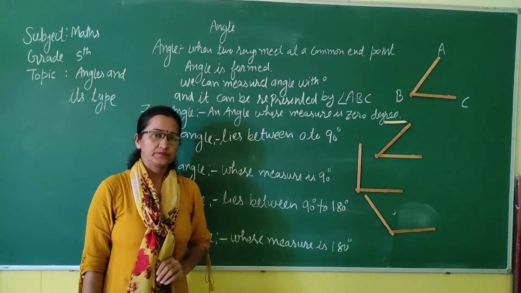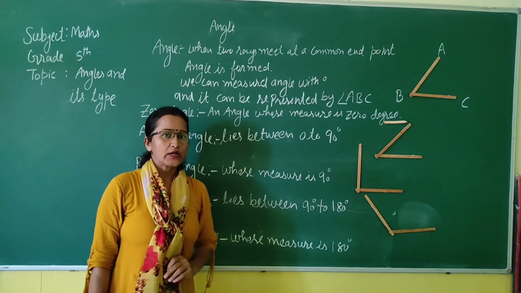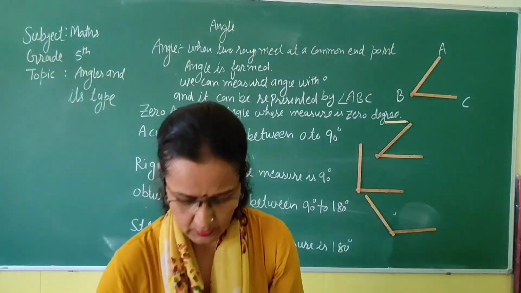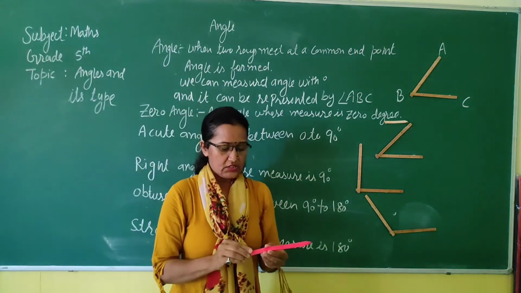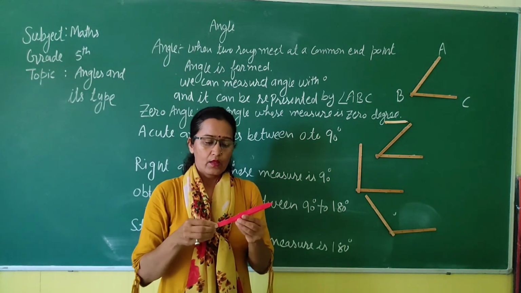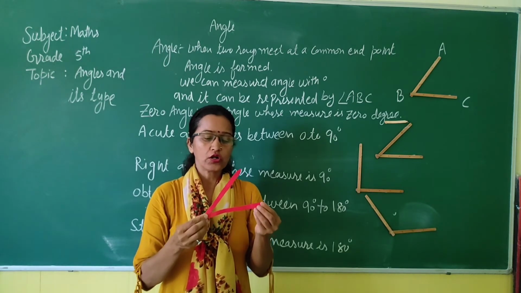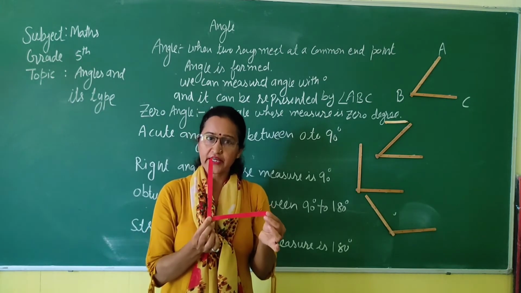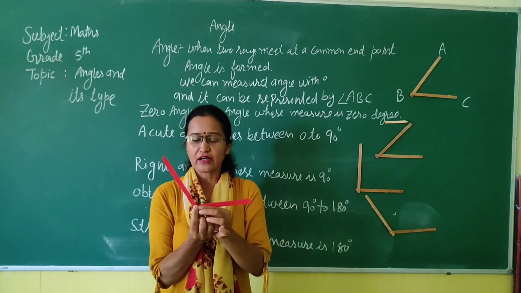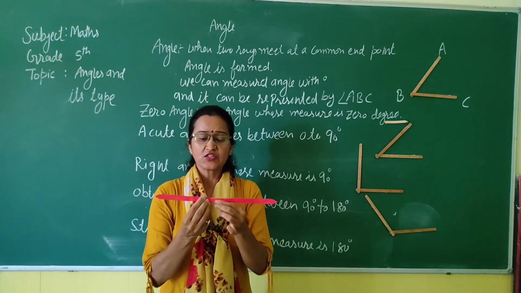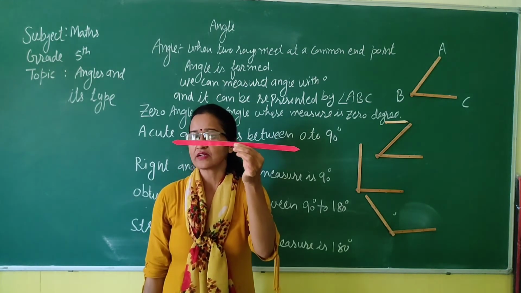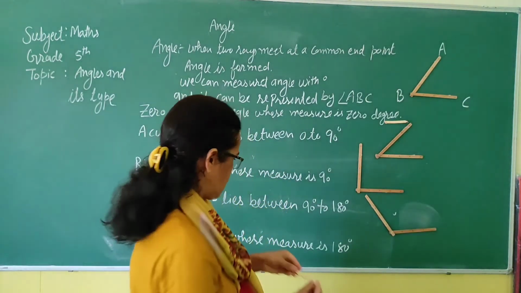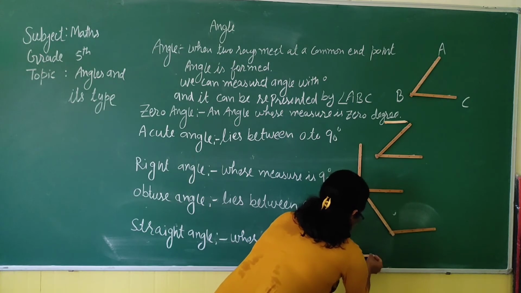Straight angle. When the angle is 180 degrees, then a straight angle is formed. Now these are two rays. This is your acute angle. This is a right angle. This is an obtuse angle. And when the measure is 180 degrees, meaning a straight line, then a straight angle is formed. So this is a straight angle.